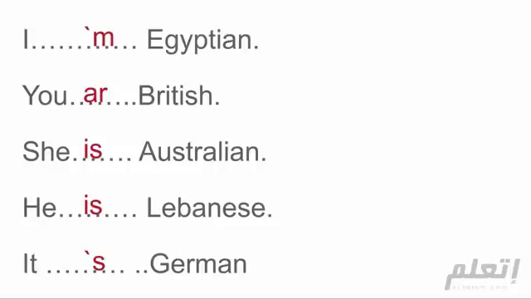One more time, but now let's say it faster, more natural. I want you to repeat after me. I'm Egyptian. You're British. She's Australian. He's Lebanese. It's German. One more time, repeat after me.